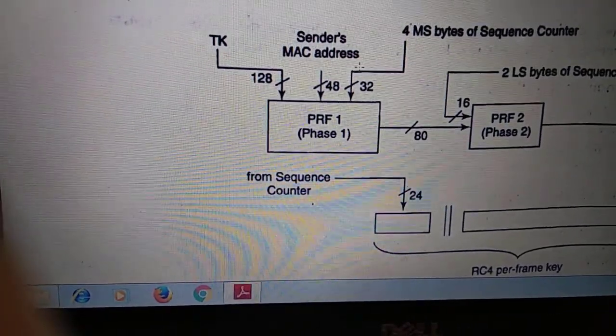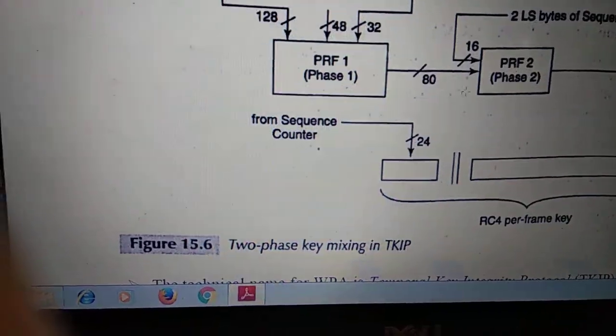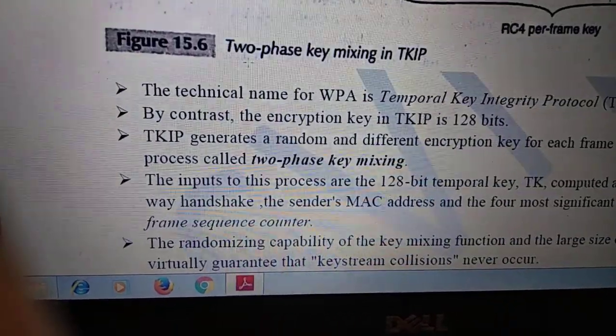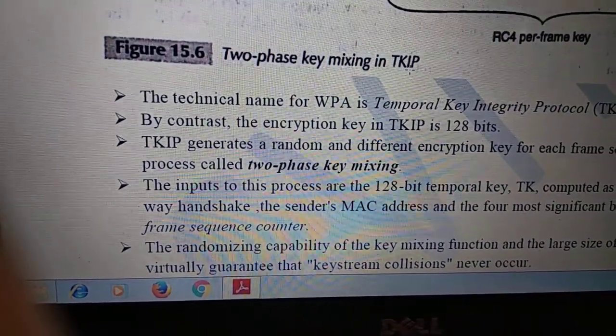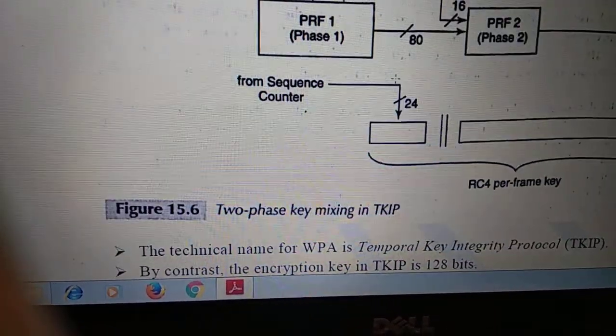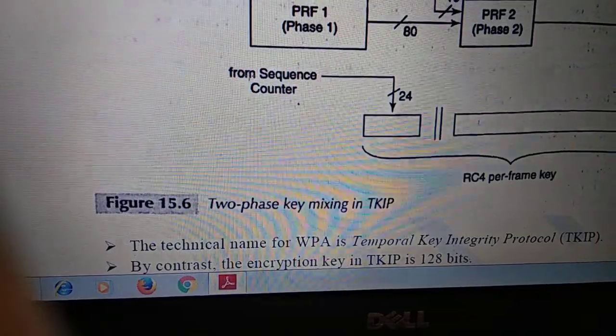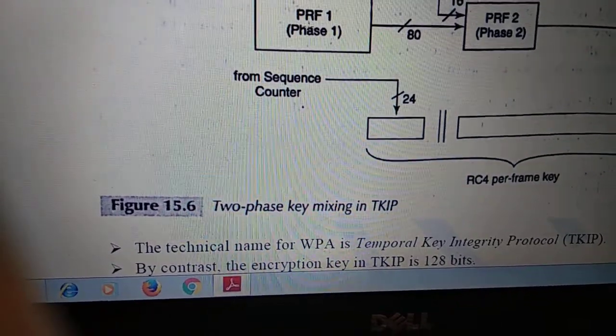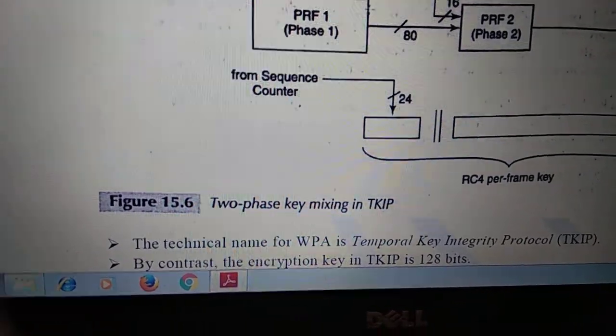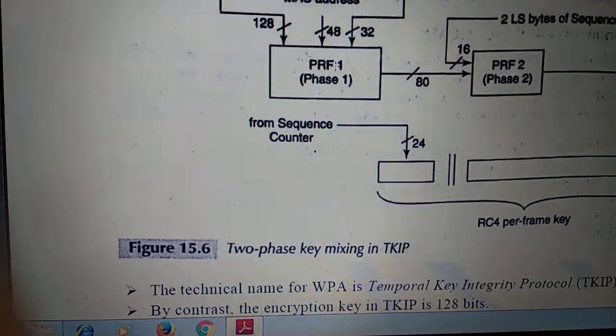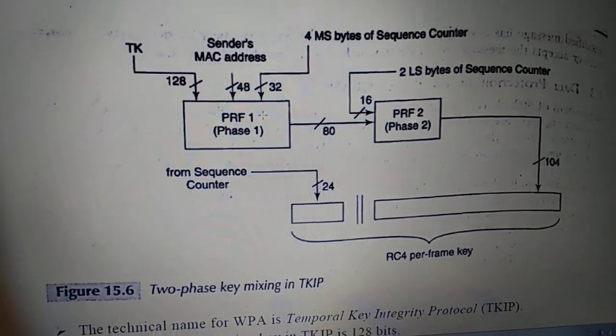Using this key we perform encryption in two phases. That is the two phase key mixing in TKIP, which provides stronger encryption compared to WEP. By seeing this diagram you can easily understand. See, as the name says, two phase means phase 1 and phase 2. What is this phase 1?